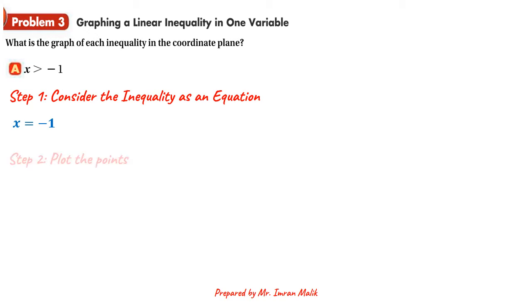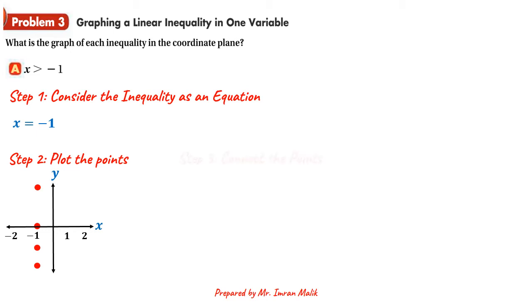Step number 2. We will graph the equation x equal to -1 by plotting a few points on the coordinate plane. So let's say I would like to plot a point at x is equal to -1. Another possibility of x equal to -1 could be like this, or like this, or like this. All these 4 points are on x equal to -1, but of course with different y values.